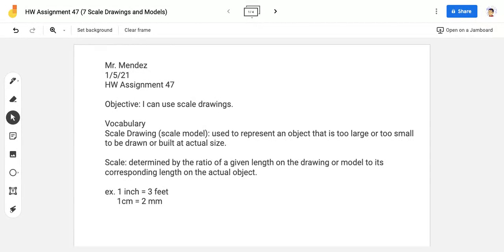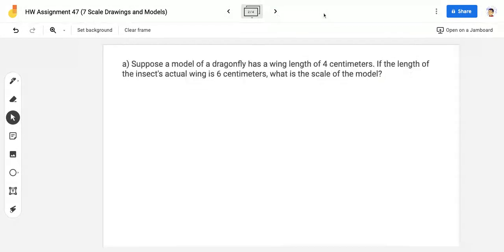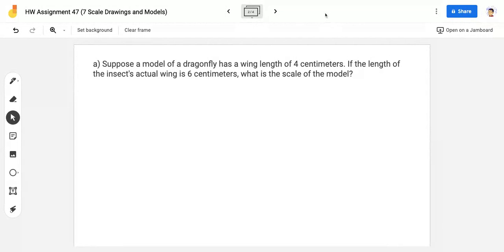So a possible scale could be that 1 inch is equal to 3 feet, or 1 centimeter is equal to 2 millimeters, just to show different types of scales that we can have. But generally, we like to keep our scales down to some simple value, like 1 inch or 1 centimeter. So let's go ahead and see if we can determine some scales here.